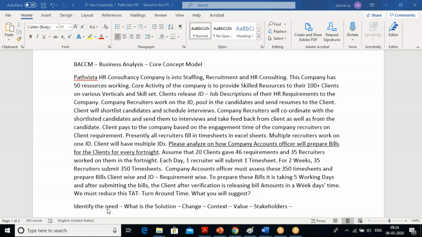Once you identify the need, solution, change, context, value, and stakeholders, please send it back to me.